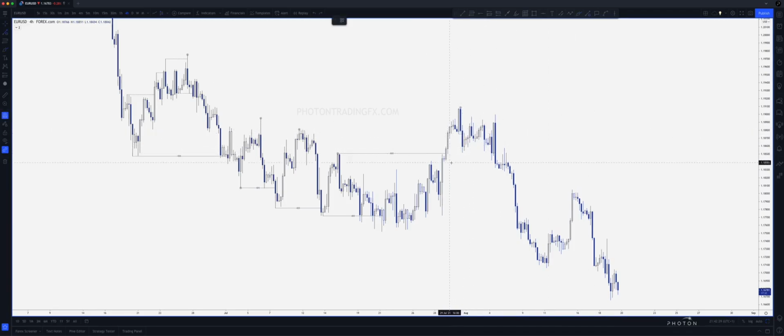So what do we get? We get another minor breaker structure to the downside, right? We close below, we come back up, and then we get another minor breaker structure to the downside again. We get one here, and then we get another one.